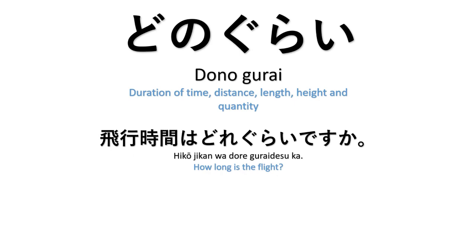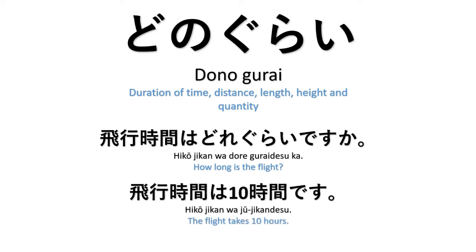飛行時間はどれぐらいですか？So here, we can also use doregurai, which is almost the same, and interchangeable with donogurai. So doregurai. 飛行時間はどれぐらいですか？How long is the flight? So we can restate 飛行時間は10時間です。The flight takes 10 hours.